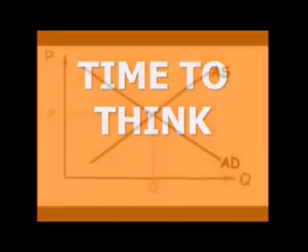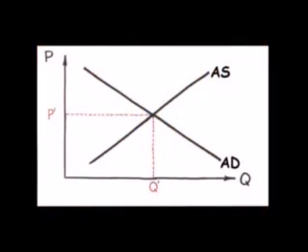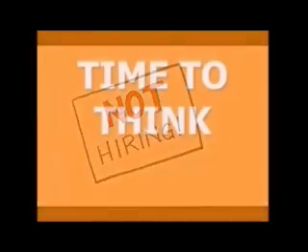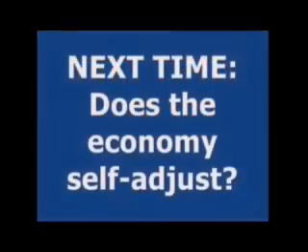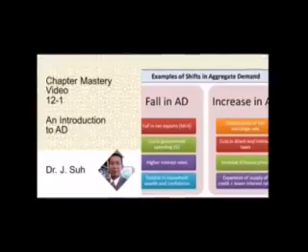Where aggregate demand and aggregate supply meet, we find our macroeconomic equilibrium: the price level, the quantity of goods and services, or GDP, and even an implied unemployment level. More GDP means more jobs and lower unemployment. Lower GDP means fewer jobs and higher unemployment. How will changes in aggregate demand and aggregate supply affect prices, GDP, and unemployment? Next time, does the economy self-adjust?